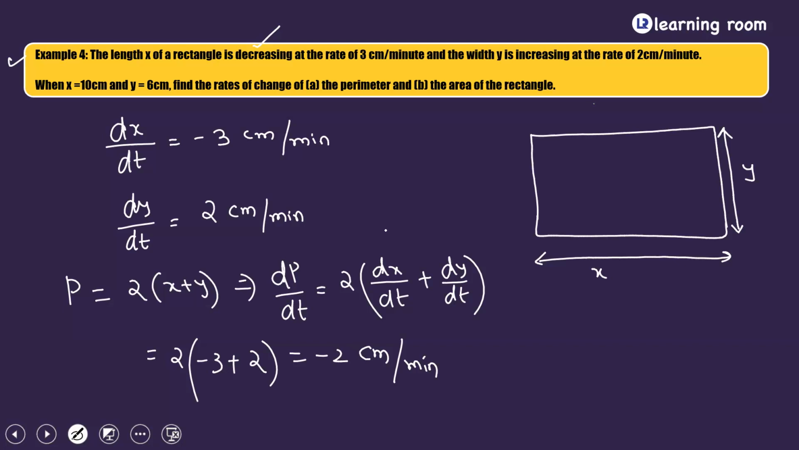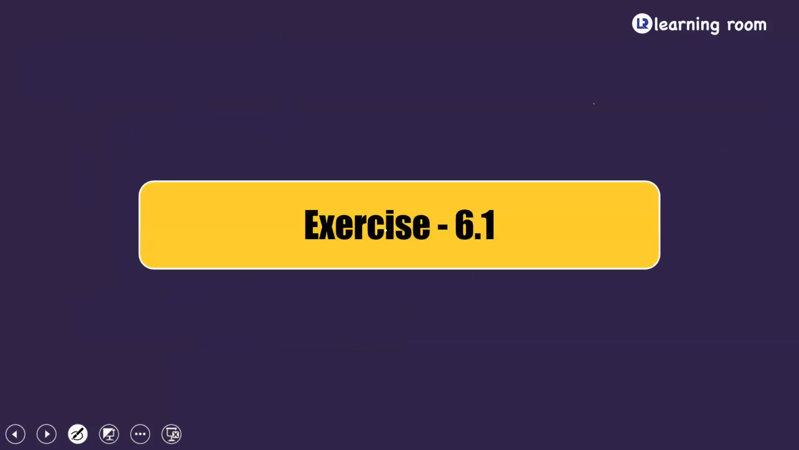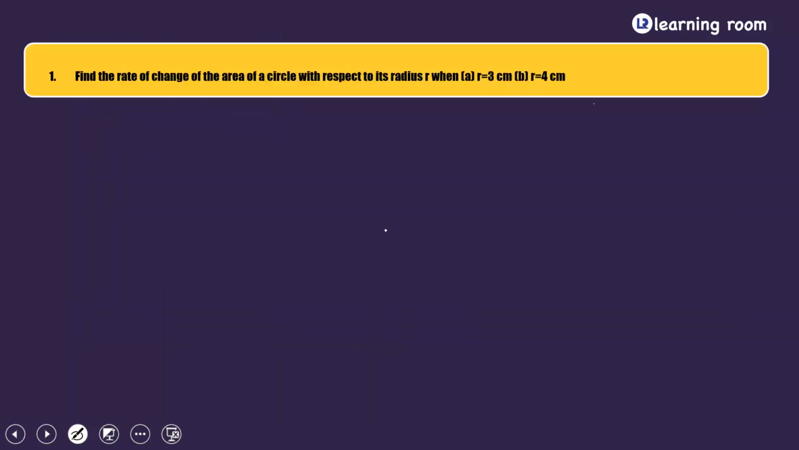Shall we proceed? Shall we start with the exercise problem? The question is, find the rate of change of the area of the circle with respect to its radius. See, this should have been the first example. Find the rate of change of area of the circle with respect to its radius r when r is equal to 3 and r is equal to 4.